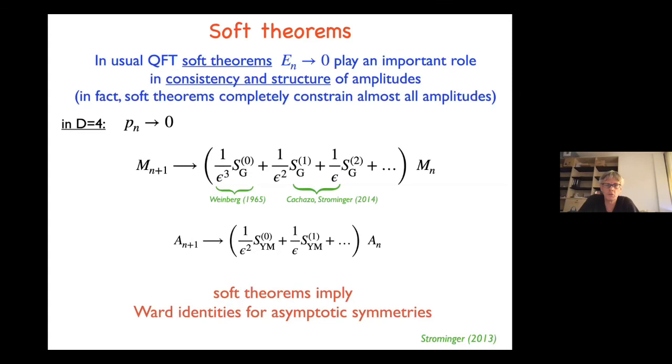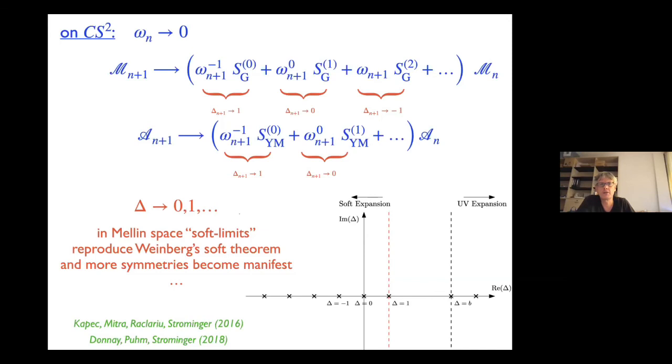The soft theorems play an important role for asymptotic symmetries. We have already seen that taking the soft limit of a gluon operator gives us this Kac-Moody symmetry, this current algebra for the gluon. On the celestial sphere, of course, we cannot simply send the energy to zero. The energy is integrated out, so we have to do something different. And I demonstrated this for the gluon.